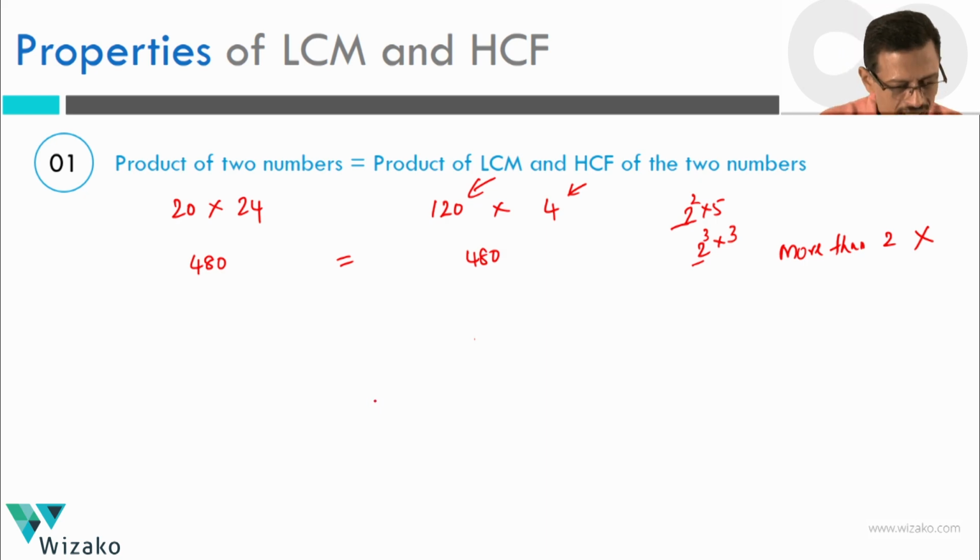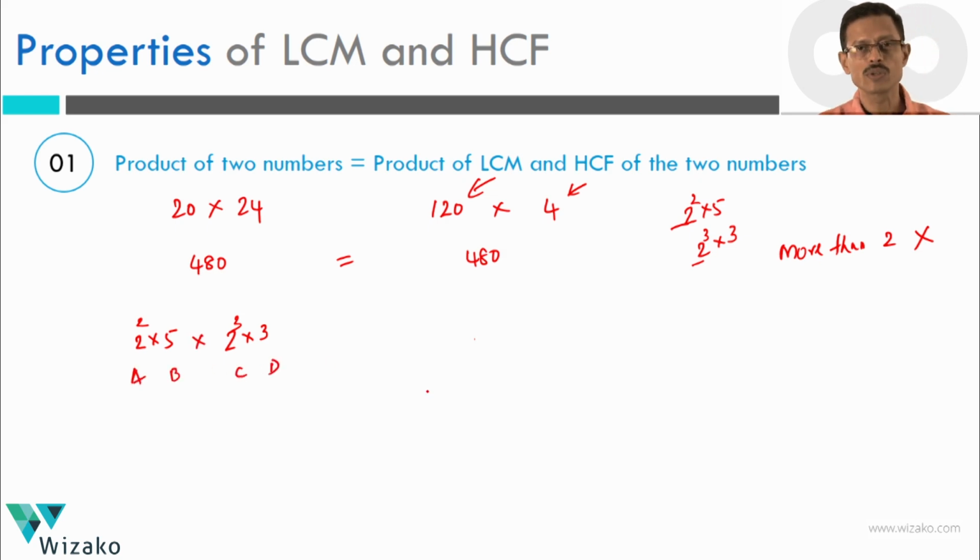Let's look at why it works. We'll prime factorize 20, which is 2 square into 5. Prime factorize 24, which is equal to 2 cube into 3. Right? I'll just name them as A, B, C, D. The product of all of these four is what resulted in 480 for us.